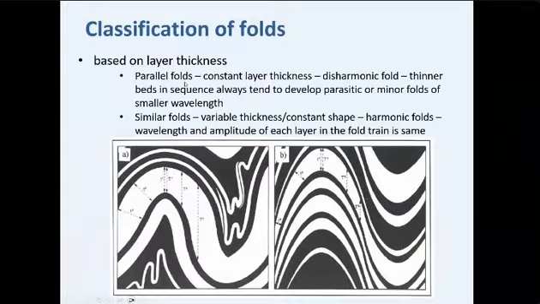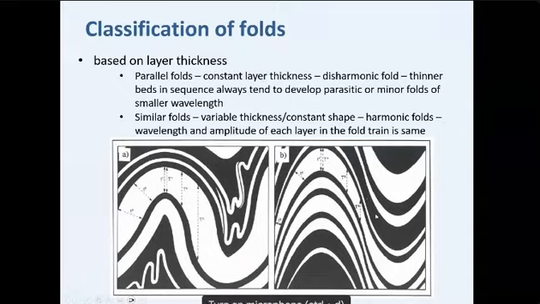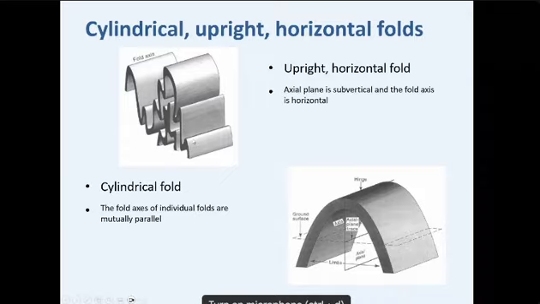So this figure here is an example of what? A similar fold, and that is because you've got what? A similar thickness? Similar shape from bed to bed. And this is an example of a parallel fold, similar thickness from bed to bed. This is an example of a cylindrical fold. Why is it called a cylindrical fold?